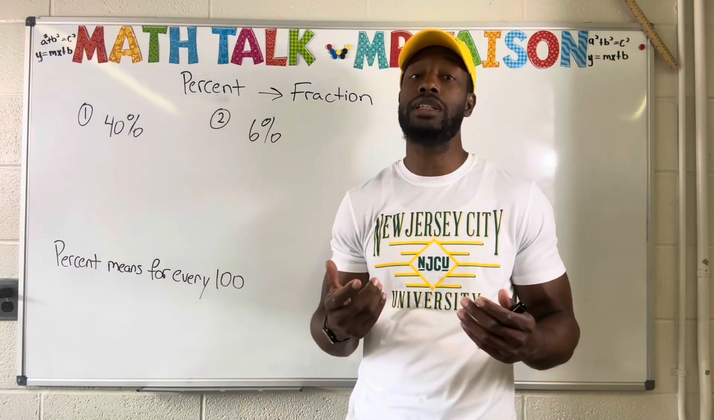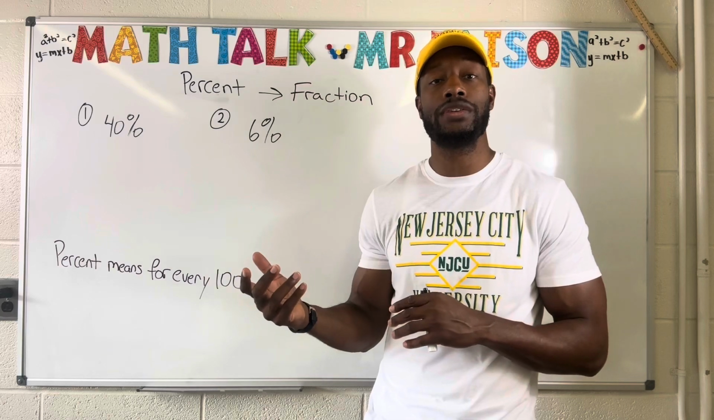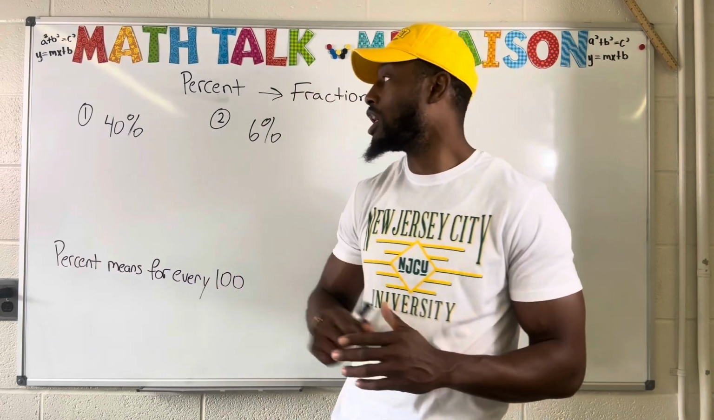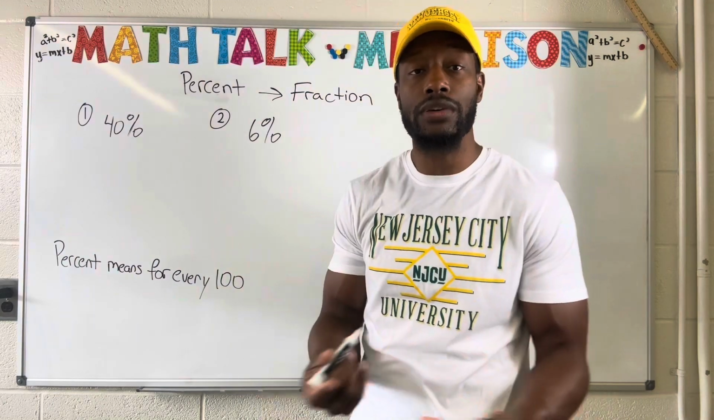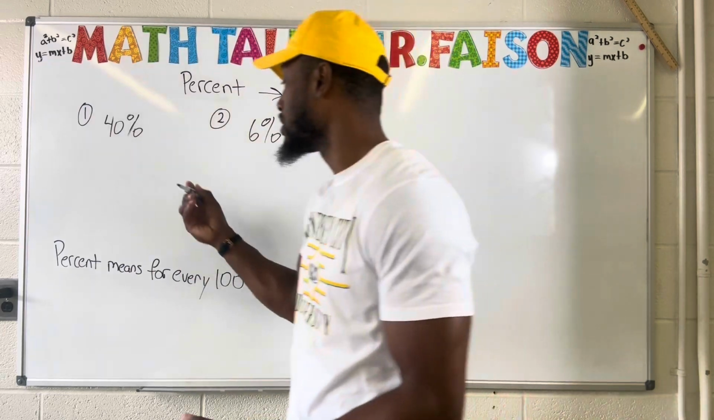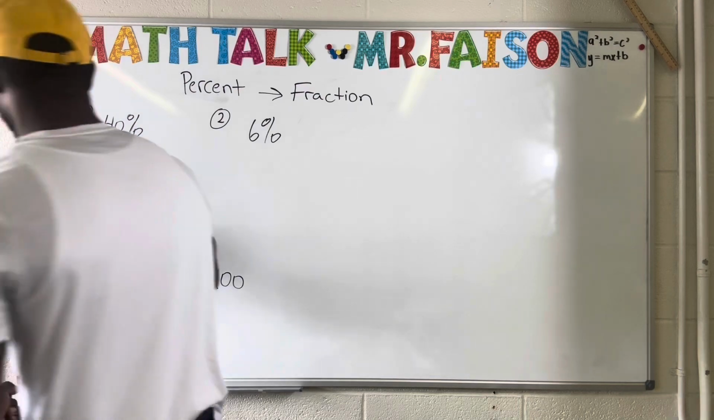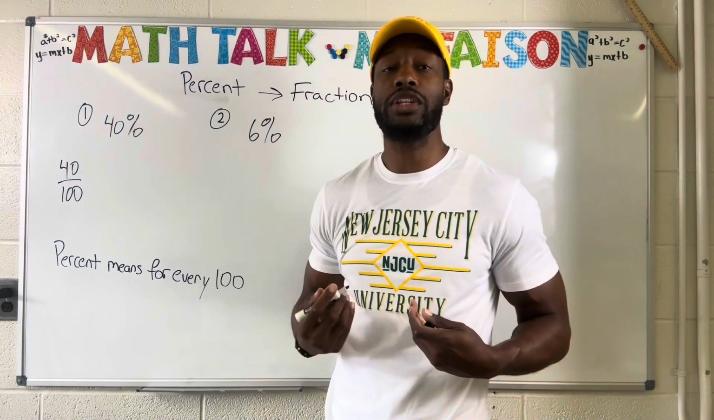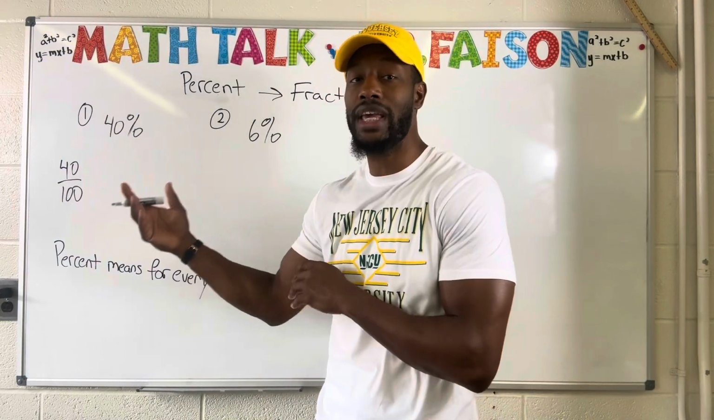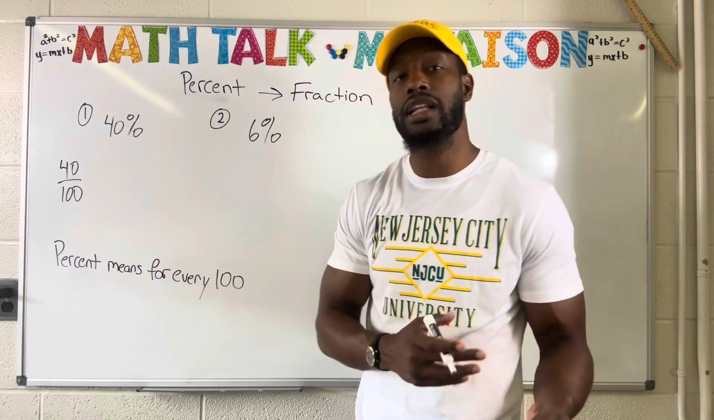All right, now we look at these problems, and these are going to be a little different. They're not going to be as simple as the last ones. So I look at 40%. We turn this to a fraction the same way we did the other problems. 40 over 100. The only thing we have to do now is we just have to reduce. We can't leave it like that. We have to reduce it down to our lowest forms.